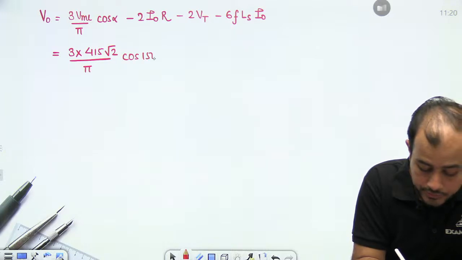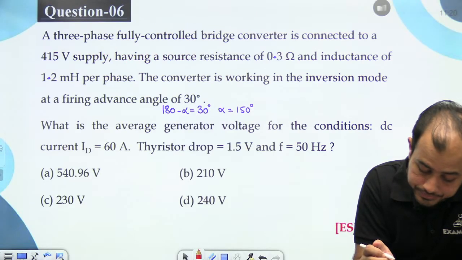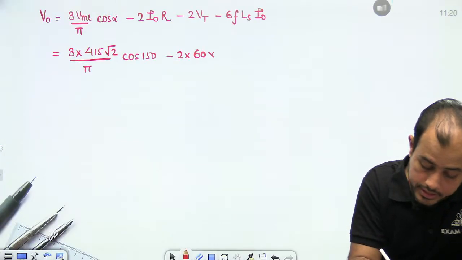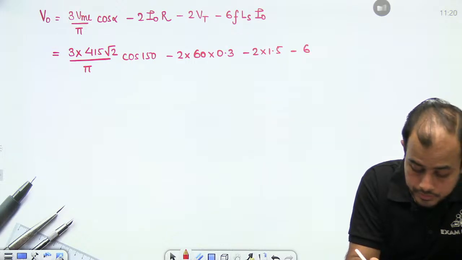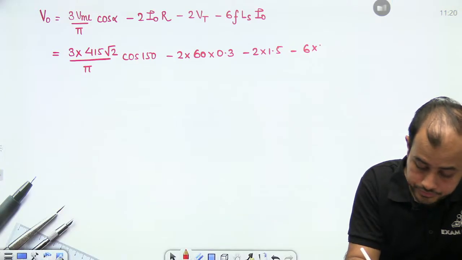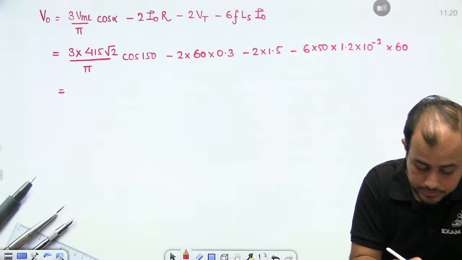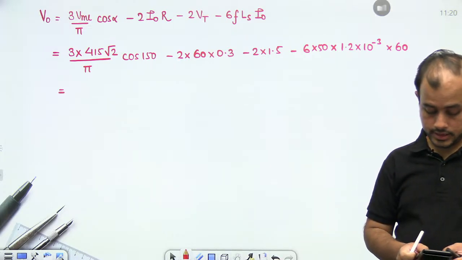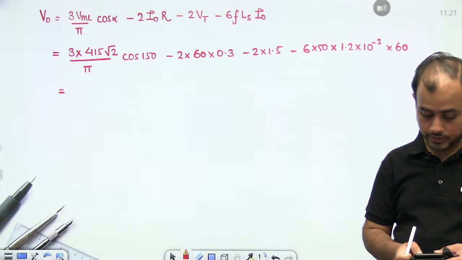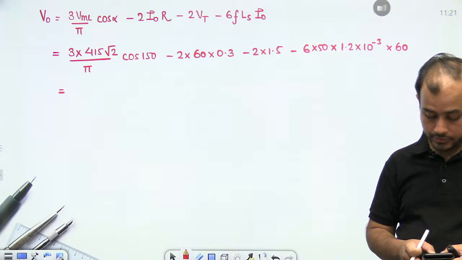Firing angle is 150 degree. IDC is 60 ampere. Resistance 0.3. Frequency is 50 Hertz. 1.2 millihenry into 60. So let us see. Now such type of question requires the use of a calculator. So in exam without calculator, this will be very, very difficult.